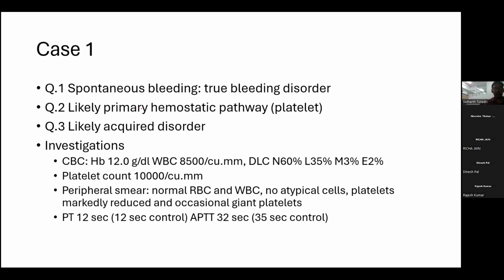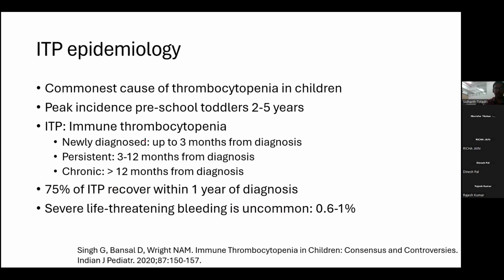Like I told before, you can see the complete blood count shows only thrombocytopenia, while hemoglobin and WBC are preserved. And if you see the peripheral smear again, it's all okay except for some giant platelets reported, and the prothrombin time and APTT are normal. So like I said before, this is most likely ITP. So now coming to the topic, this is the commonest cause of thrombocytopenia in children.